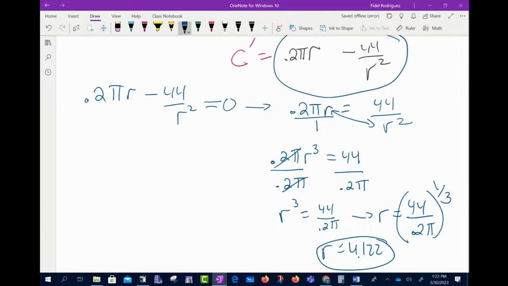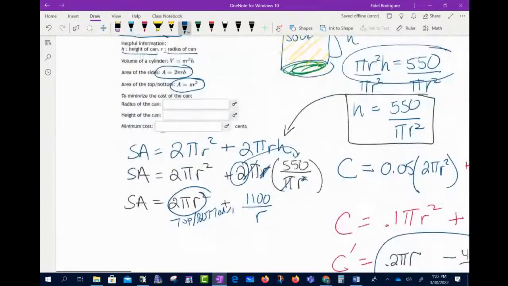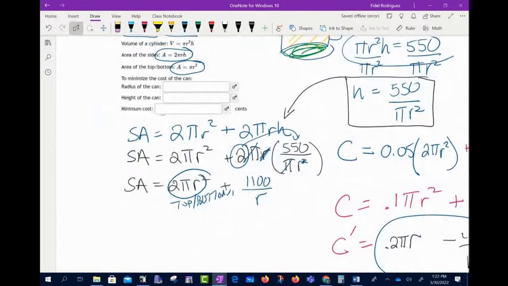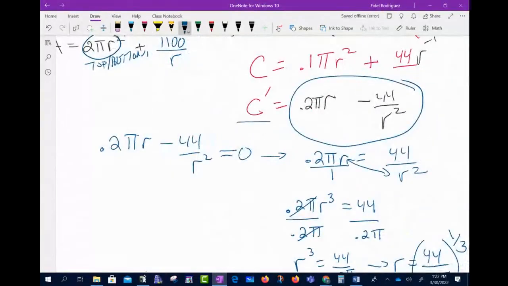Okay, so look, we found the value of r. I'm going to scroll back one more time and come back to my original problem. Now again, I haven't yet verified this, but if I wanted to verify this, I want you to think about what I would do. We took the first derivative, right?